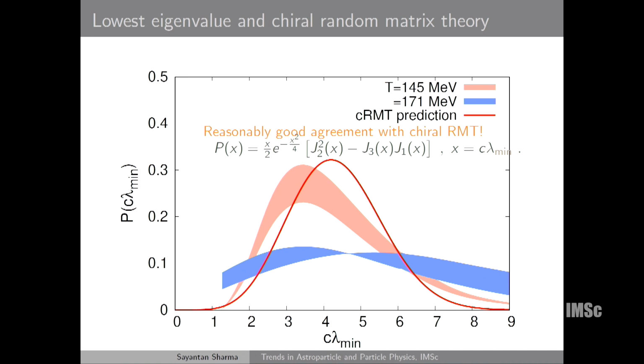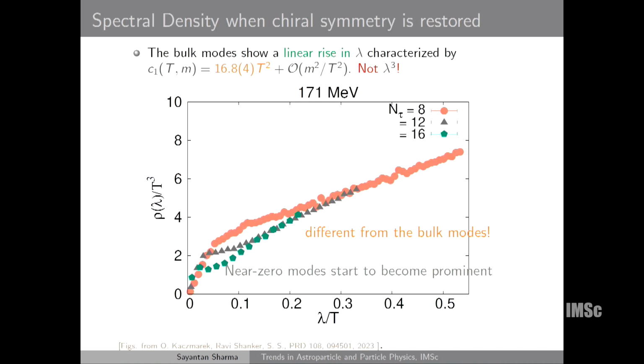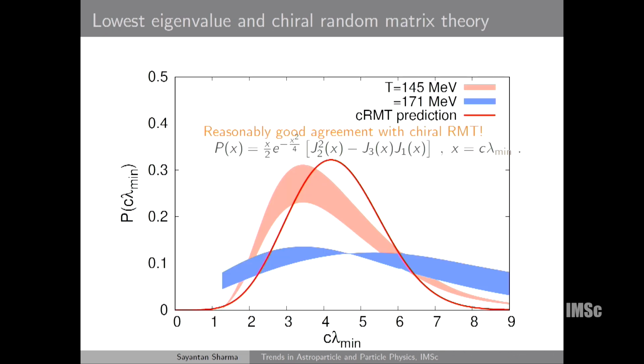And now one can also study what happens to the lowest part of the eigenvalue spectrum. Below Tc, of course, we saw that the eigenvalue spectrum has this peak-like structure, whereas at the higher temperature it has a flatter structure. And one can compare with the chiral random matrix theory prediction. This is given with a red line.